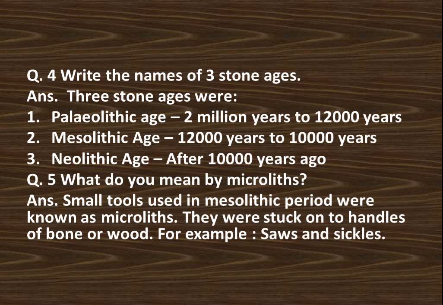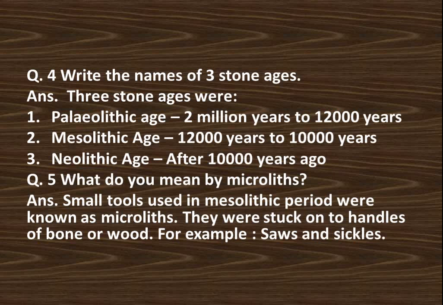Number 4 was, write the names of 3 stone ages. The 3 stone ages were Paleolithic age from 2 million years to 12,000 years ago, Mesolithic age from 12,000 years to 10,000 years ago, and Neolithic, that was after 10,000 years ago.